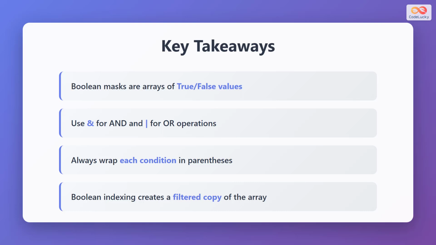Let's review the key takeaways from this tutorial. Boolean masks are arrays of true and false values that act as filters. Use the ampersand operator for AND operations and the pipe operator for OR operations. Always wrap each condition in parentheses when combining multiple conditions. And finally, remember that Boolean indexing creates a filtered copy of the array, not a view. You now have the foundation to filter NumPy arrays effectively using Boolean indexing.